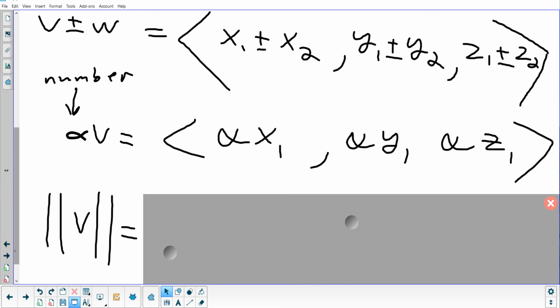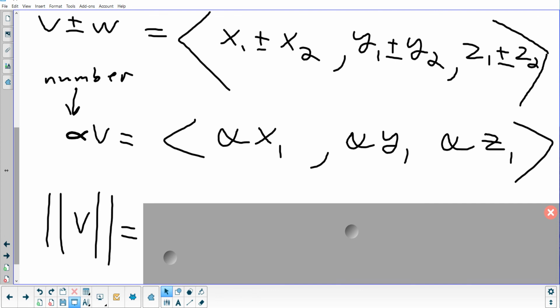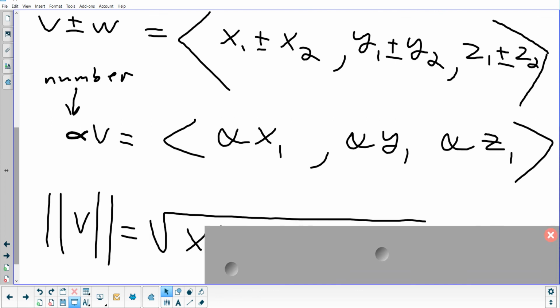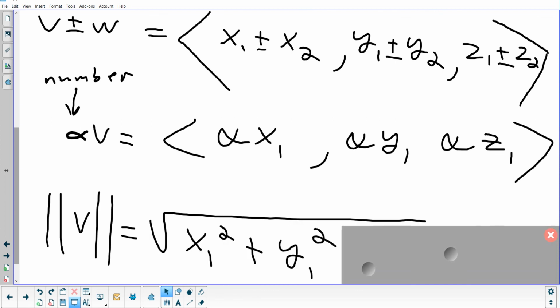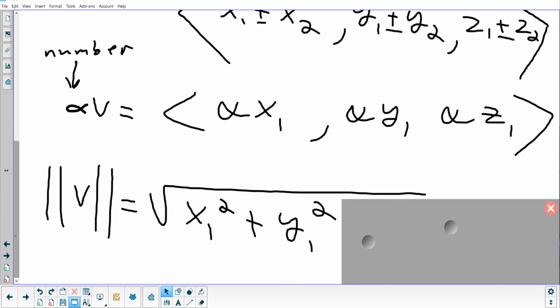Right. And I think the last formula in this group that we looked at on Tuesday was this one. What does it mean when you put the double bars around a vector? Chris? You're finding the magnitude. So on Tuesday, that was the formula for the magnitude. It was the x component squared plus the y component squared, and then you take the square root.